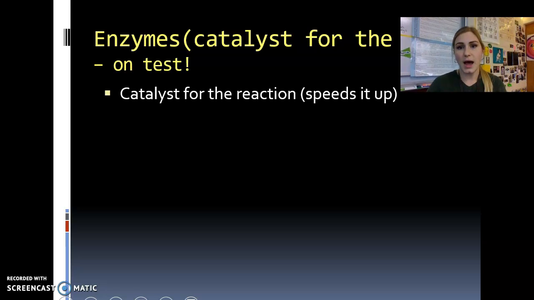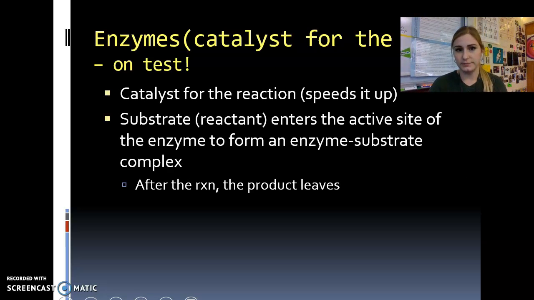So, a catalyst speeds up the rate of a reaction, and on your little station things, we had things called substrates and enzymes. The substrate is another word for the reactant. I'm sorry that we have multiple names for the same exact thing, but here we are, and you gotta know it. So, a substrate, otherwise known as a reactant, enters the active site of an enzyme in order to form the enzyme-substrate complex. So essentially, the thing that is going to be broken down ends up attaching itself to the enzyme, and this is what makes the enzyme-substrate complex.